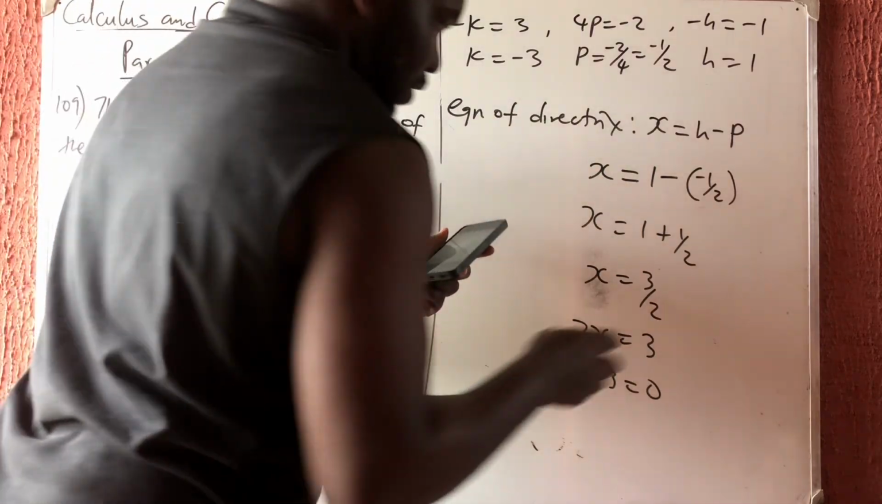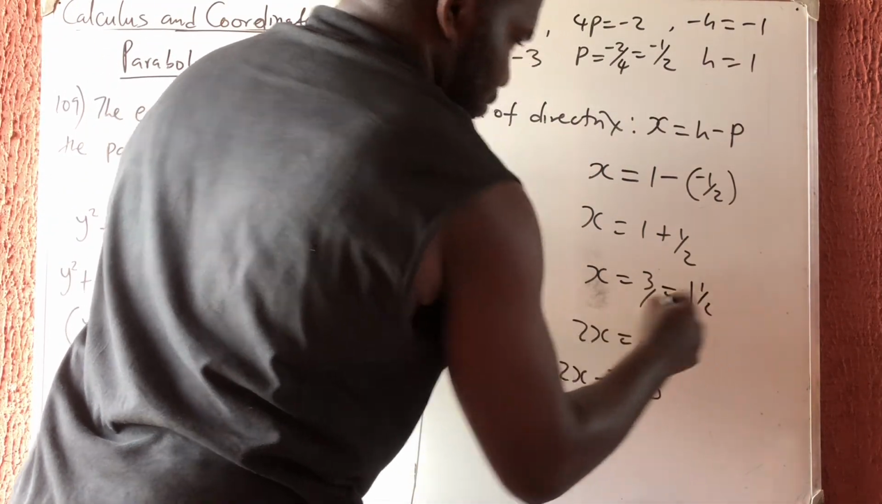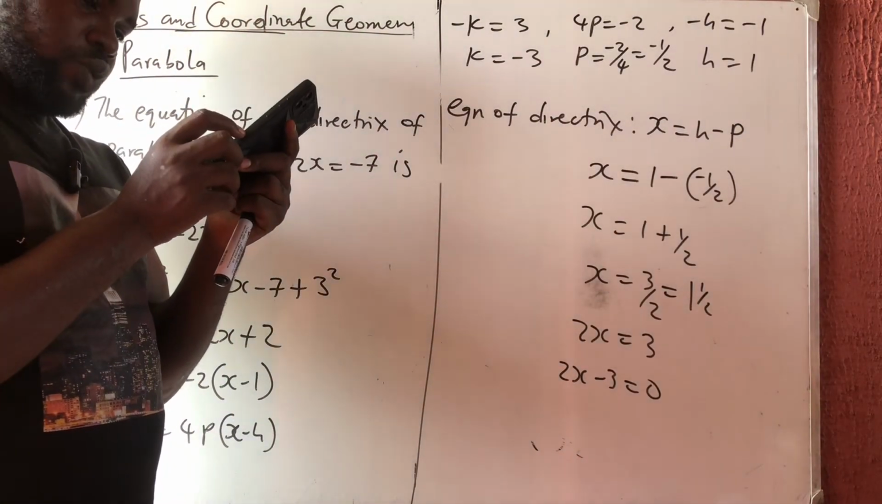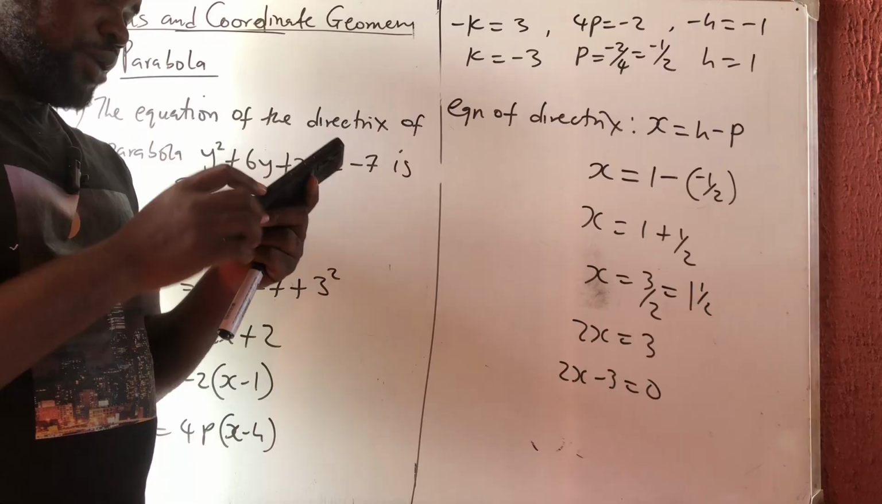Okay, what they have in the option is one whole number 1 over 2. I hope you know that this is one whole number 1 over 2. So that is that x is equal to one whole number 1 over 2, option A.